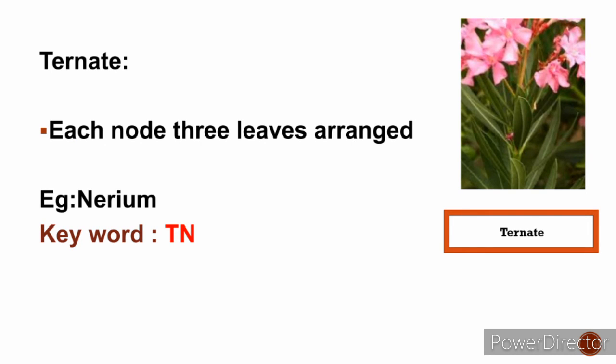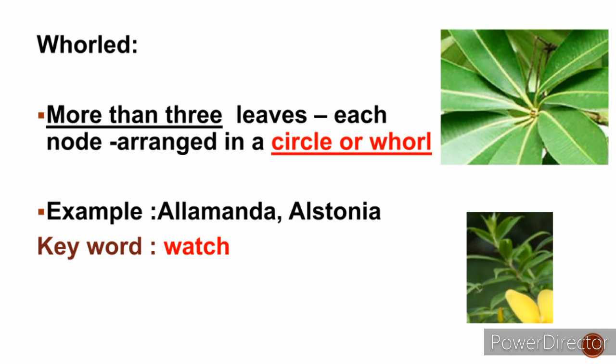Next we'll see ternate phyllotaxy. In each node, 3 leaves are arranged. Example, Nerium. Use the keyword TN. TN, Tamil Nadu. Whorl phyllotaxy.